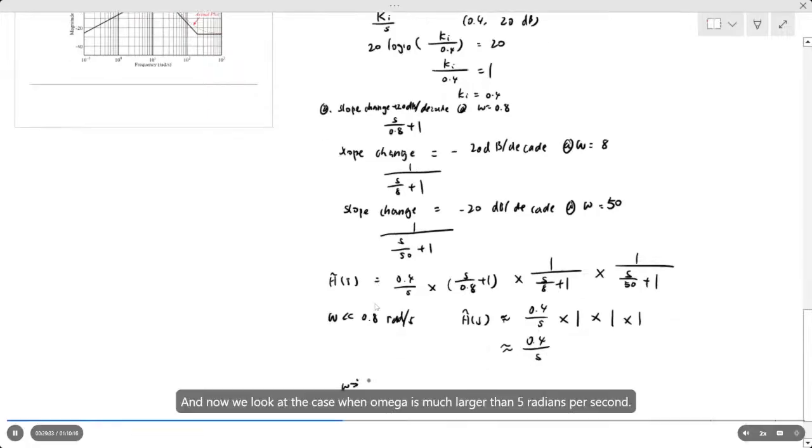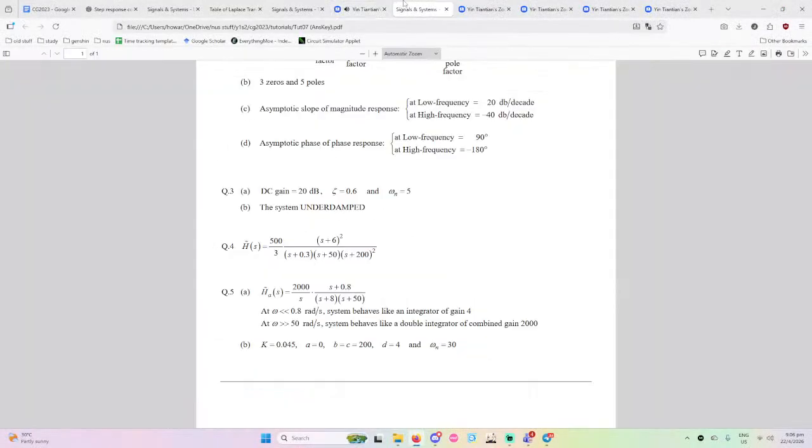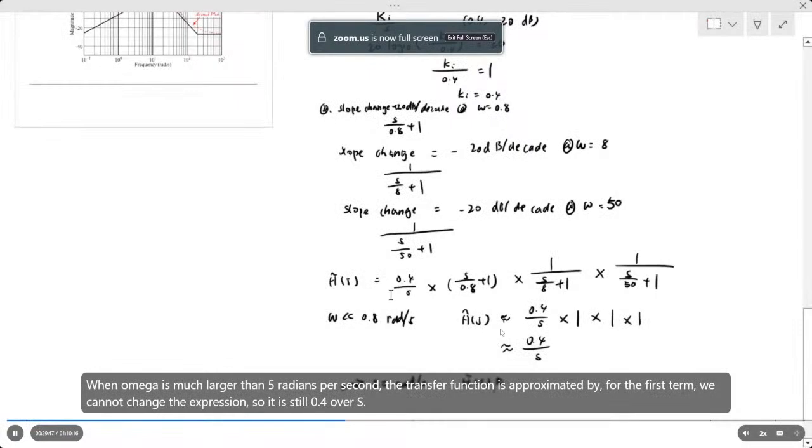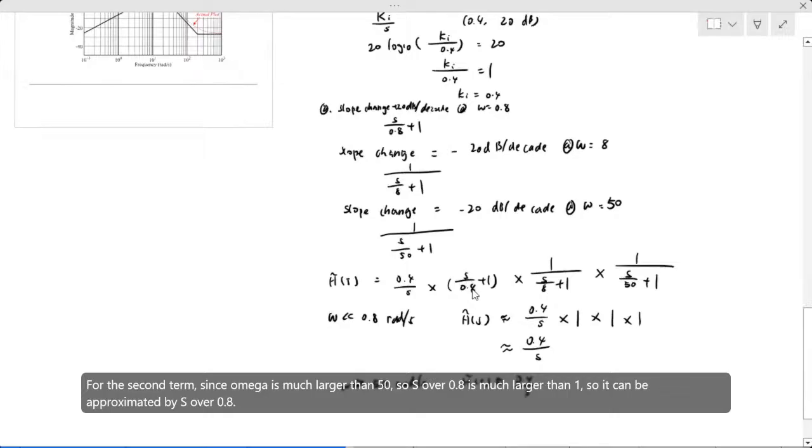And now we look at the case when omega is much larger than 50 radians per second. When omega is much larger than 50 radians per second, the transfer function is approximated by, for the first term, we cannot change the expression, so it is still 0.4 over S. For the second term, since omega is much larger than 50, S over 0.8 is much larger than 1, so it can be approximated by S over 0.8.